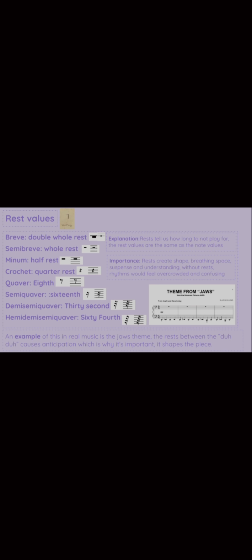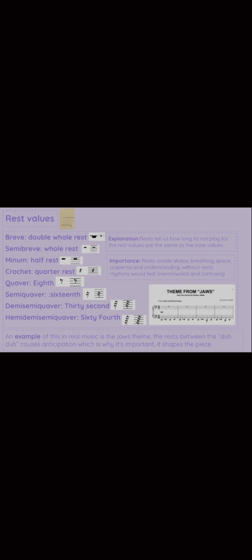Then we can move on to rest values. These tell the musician how long not to play for, which gives the piece space and rhythm. The values are the same as the note values. So the double whole rest would also count for 8 beats. The semibreve rest, which is a whole rest, would count for 4 beats, and on and on.